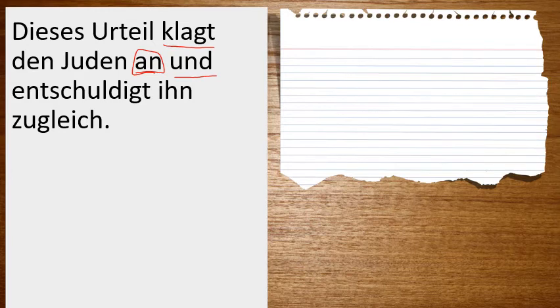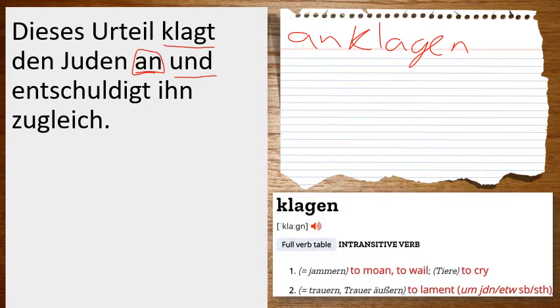In this case, it's also a preposition, but you just have to know that when you see that, you're looking at the verb anklagen. When you're looking this up in the dictionary, that's what you want to look up. It's really important that you get this because, and this is a good example, sometimes the meaning is close enough that you don't get totally thrown off. But in this case, if you look up klagen, you will notice that it means to moan or to wail or to cry. Try to put that in the context here, right?